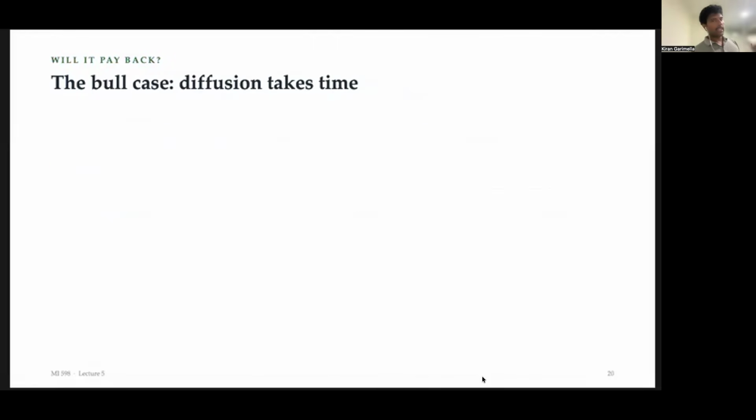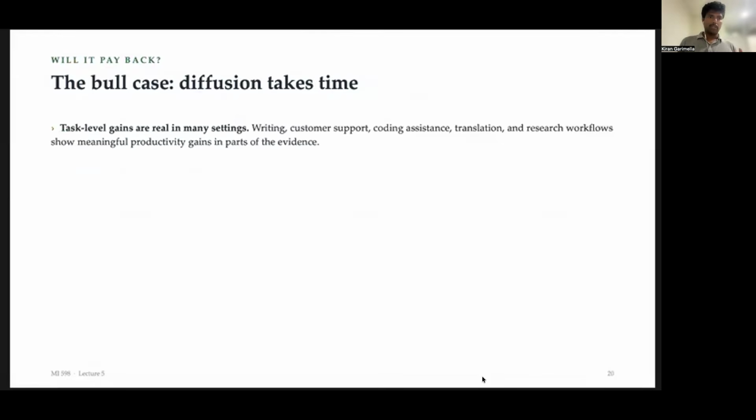The bull case is that the diffusion takes time. So these task level gains are real in many settings. Again, at least personally, I feel this.